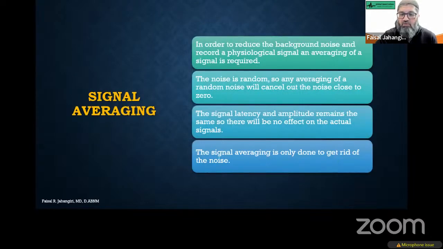Signal averaging. So now we have the display and everything. Everything is connected. Now we need to average those signals. And why do we need to average the signal? Because the signal in the body is a very, very small signal, and we have background noise all over the room. So we want to get rid of the noise.